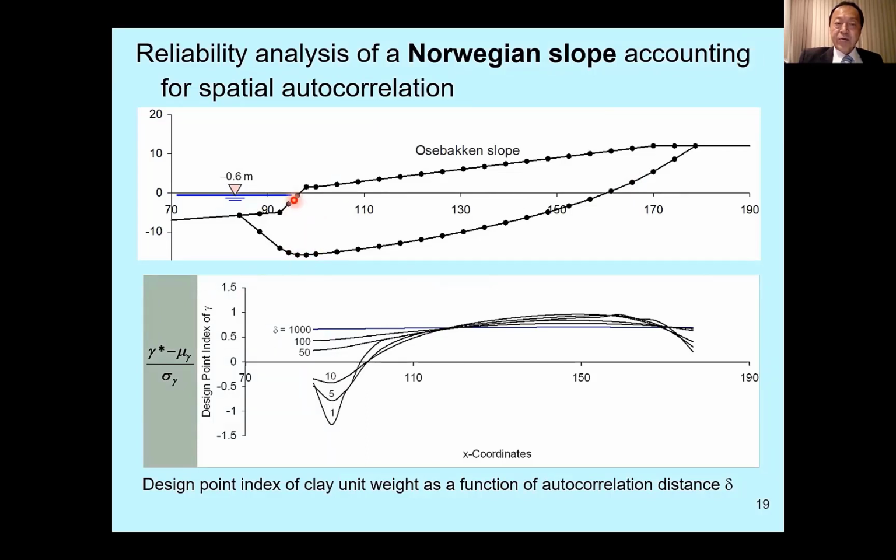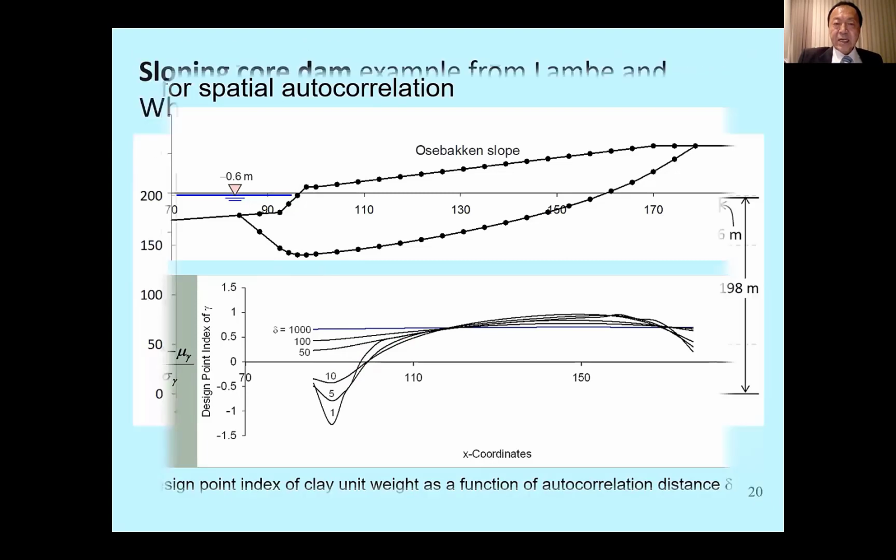And you can verify by deterministic analysis. Using smaller unit weight, you end up with a smaller factor of safety. Higher unit weight, you end up with a higher factor of safety. So this sensitivity is shown automatically in the reliability analysis.